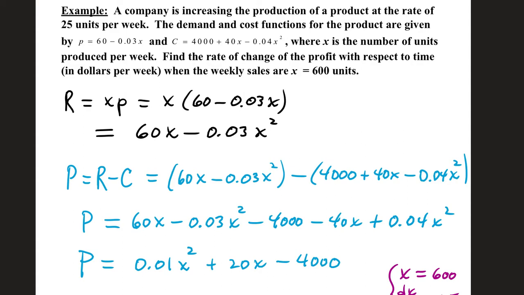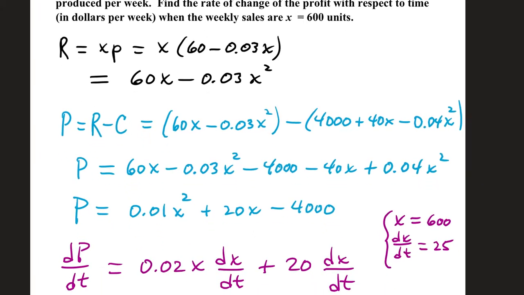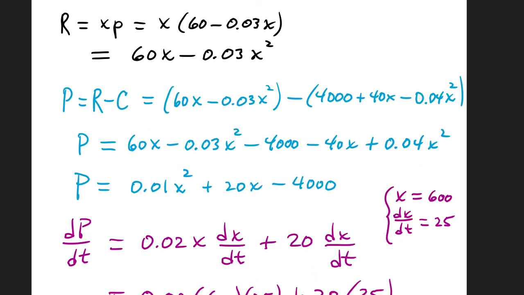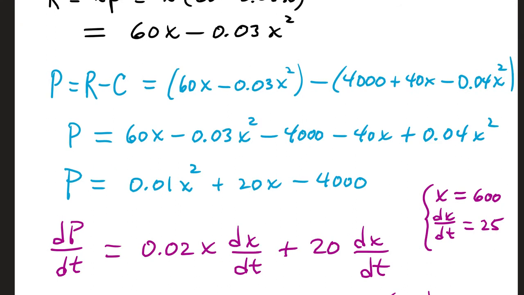Now that you have your profit function, we need to find the rate of change in it. So take your first derivative. Our first term, we have 0.01x squared. Its derivative is 0.02x. Since x changes with time, you have a differential dx over dt. 20x has a derivative of 20. It has a variable x, so dx dt. Negative 4,000 does not have a variable. It's a constant, so its derivative is 0.